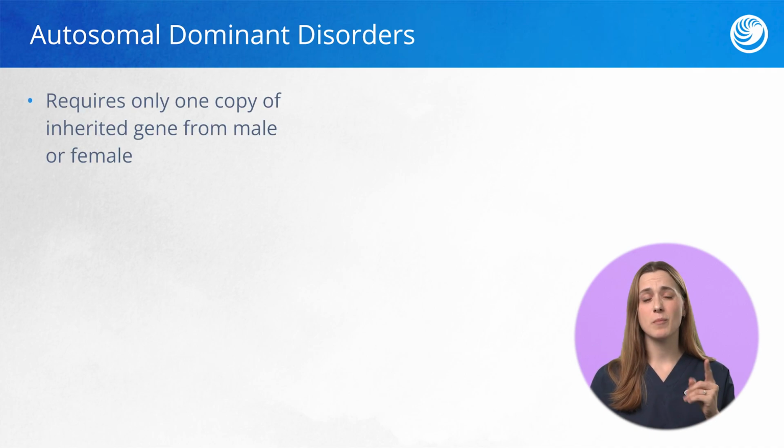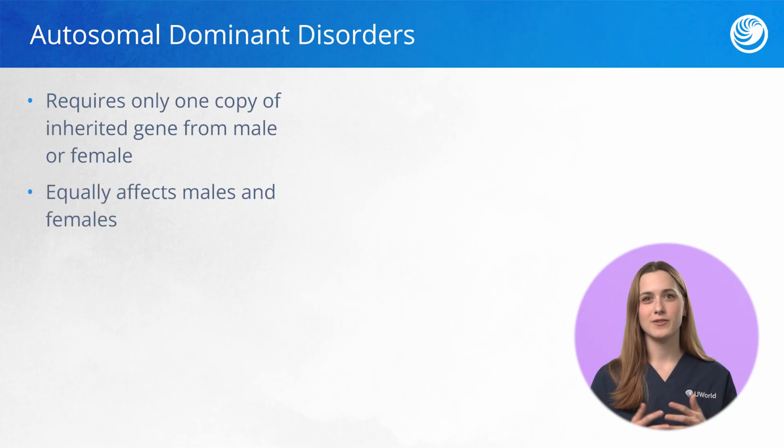Autosomal dominant genetic disorders occur when the abnormal or mutated gene overshadows the normal gene, so it only requires a single gene from either the male or female for the offspring to inherit the disease. These types of disorders affect both males and females.